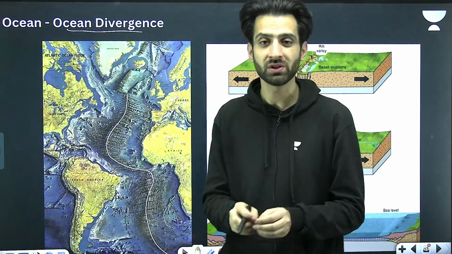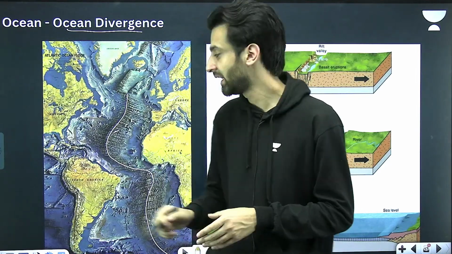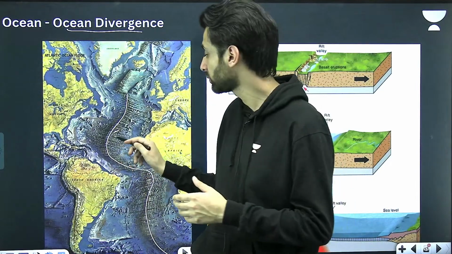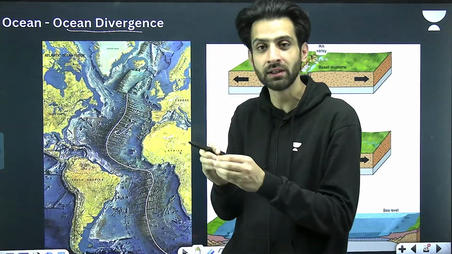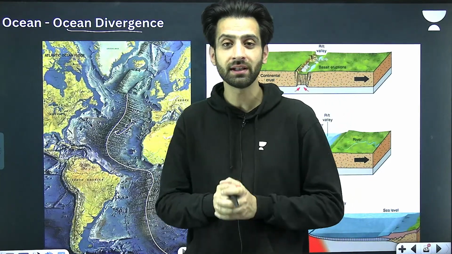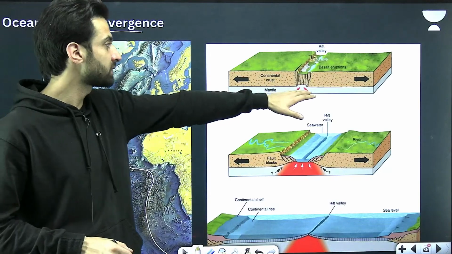Because of the divergence, continuous magma is coming to the ocean bases, which results in the spreading of the ocean crust and eventually the formation of new crust near the rift, and away from it you find the old crust. This is what we learned in seafloor spreading. This is how the process works.